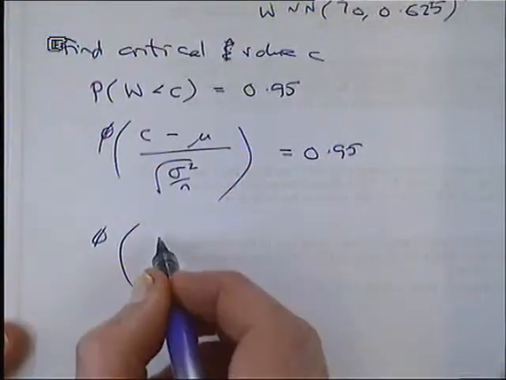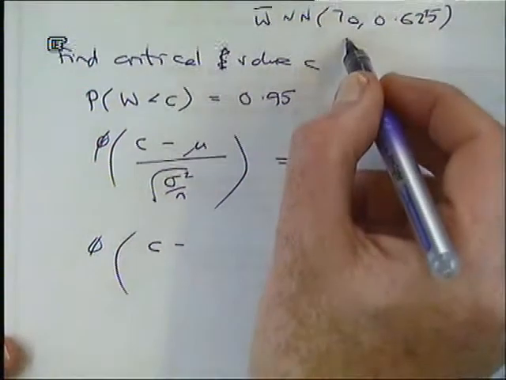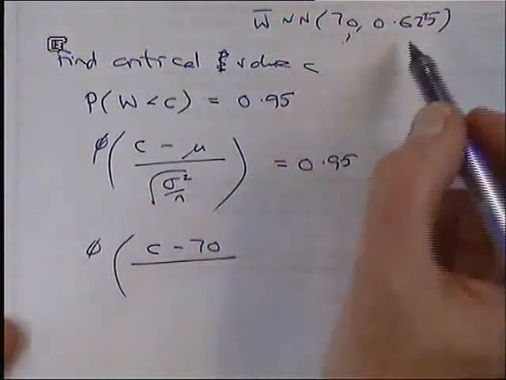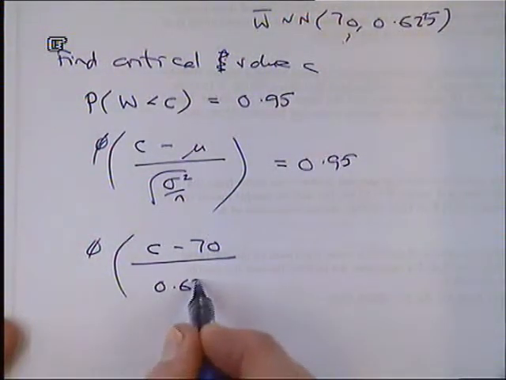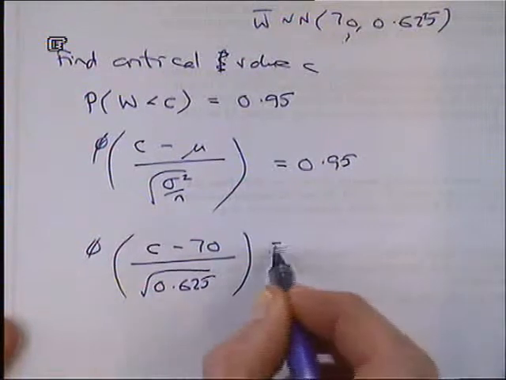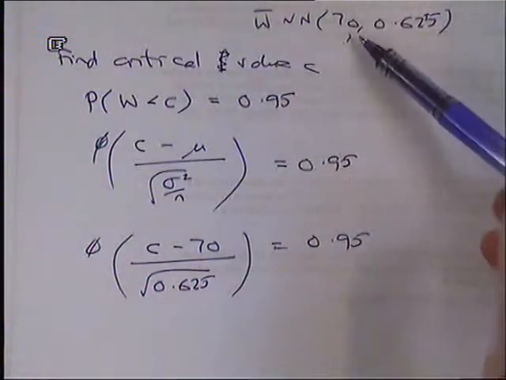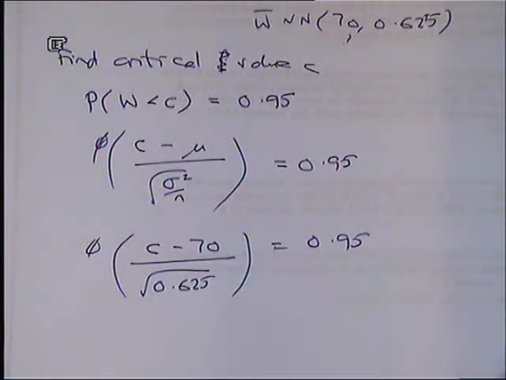So I'm going to have phi of our critical value, which we don't know, minus our mean for W bar, which is 70, over the square root of our sigma squared over n, which is 0.625, and that equals 0.95. Is everybody happy with what I've done there so far? So we're going back to normal distribution probabilities and phi's. So that 70 is that mu, that sigma squared over n is here, and I'm square rooting it.